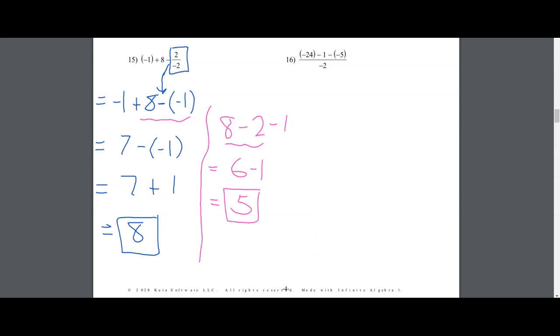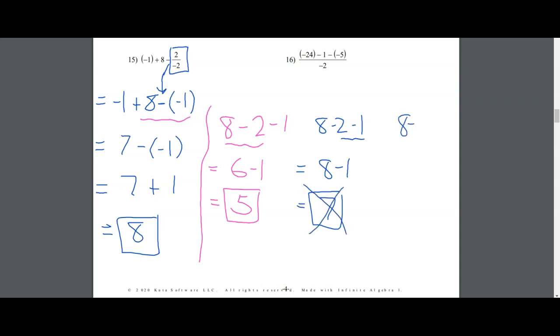If I do it another way, let's do it in blue. So if I have 8 minus 2 minus 1, and I don't do it from left to right, again, there are a couple different ways you can do this. I could just do 2 minus 1, which is 1. So I could do 8 minus 1. That gives me 7, which we know is not correct because our answer is supposed to be 5.